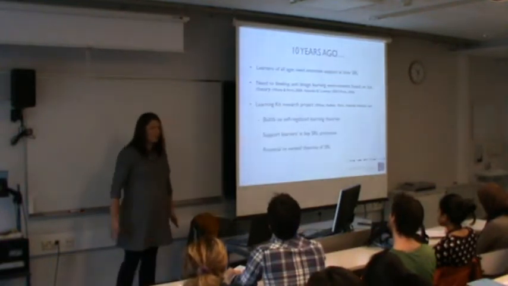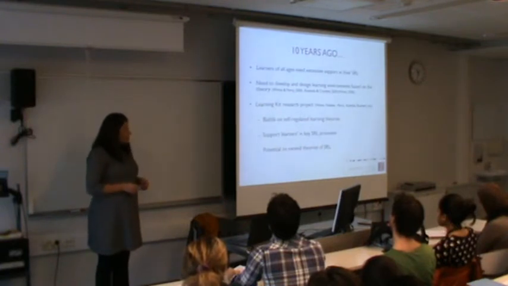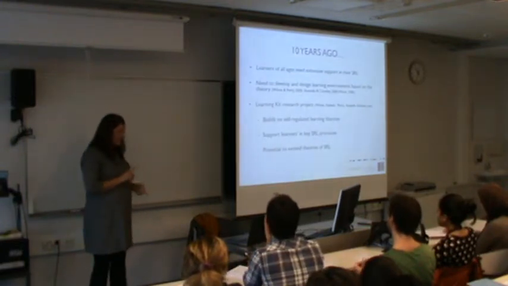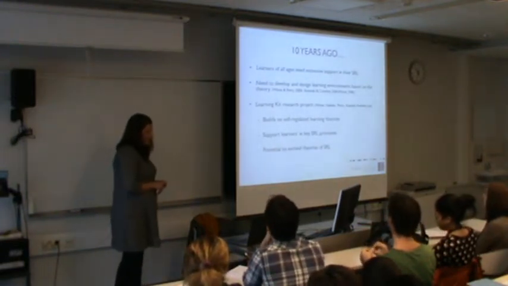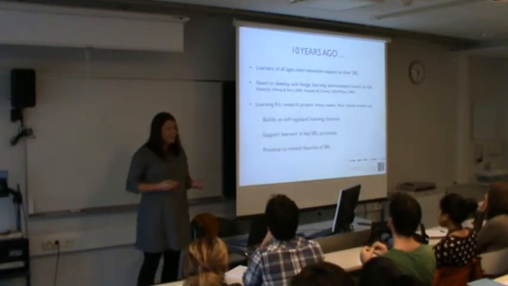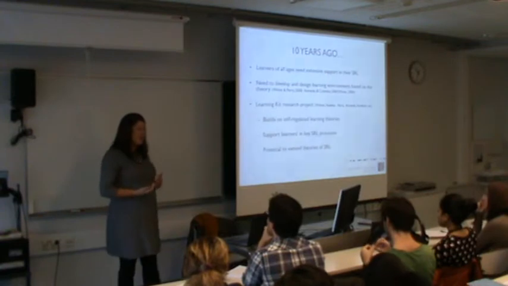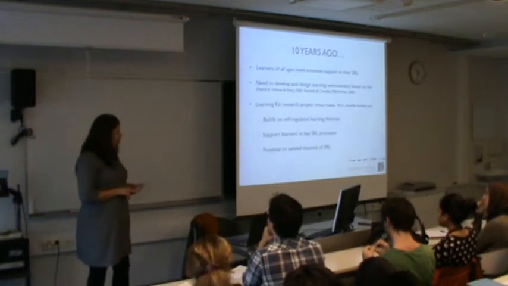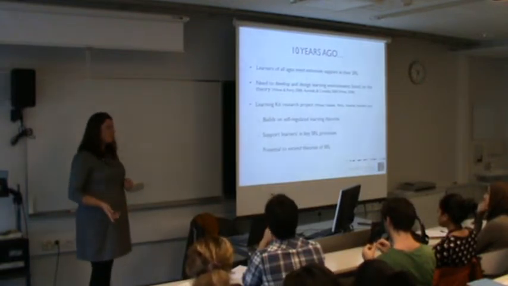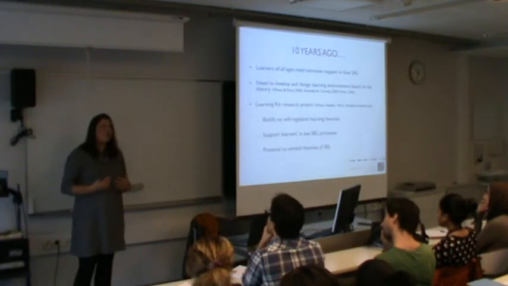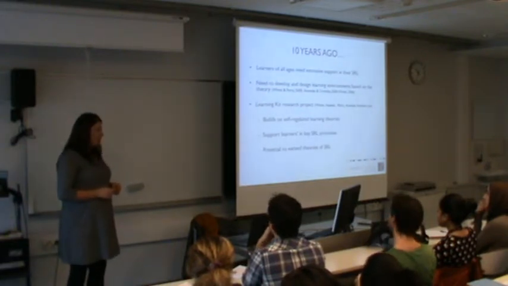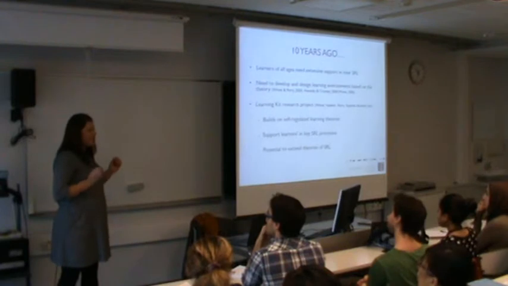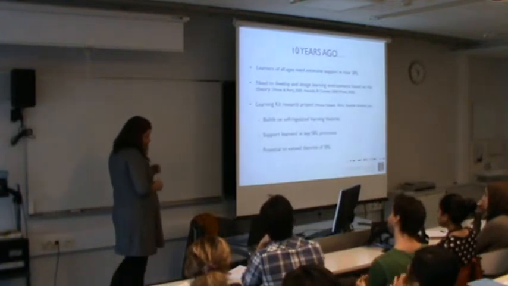So, 10 years ago, it was not a surprise in the learning sciences that learners of all ages need extensive support in their self-regulated learning, since self-regulated learning was defined as one of the key characteristics that define whether or when one succeeds in different types of tasks. But also, there was this kind of development of learning environments, and it was based on the theories of regulated learning, not on the technologies that were available.